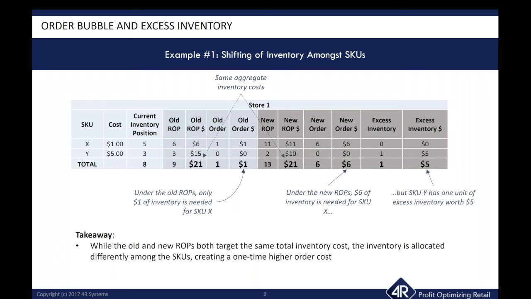So our takeaway here is that while the old and new reorder points both target the same total inventory at cost, which is $21, the change in reorder points is resulting in the inventory being allocated differently amongst the SKUs, creating a one-time order and a unit of excess.